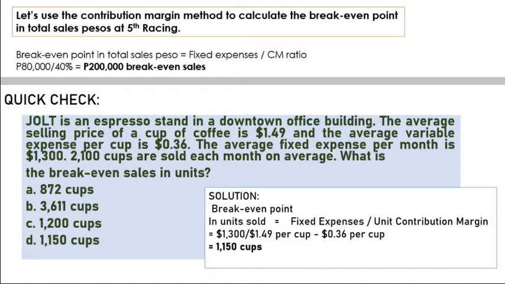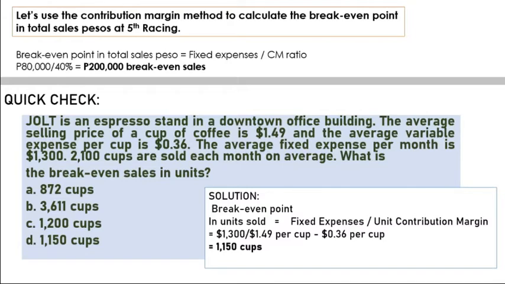Jolt is an espresso stand in a downtown office building. The average selling price of a cup of coffee is $1.49, and the average variable expense per cup is $0.36. The average fixed expense per month is $1,300. 2,100 cups are sold each month on average. What is the break-even sales in units?